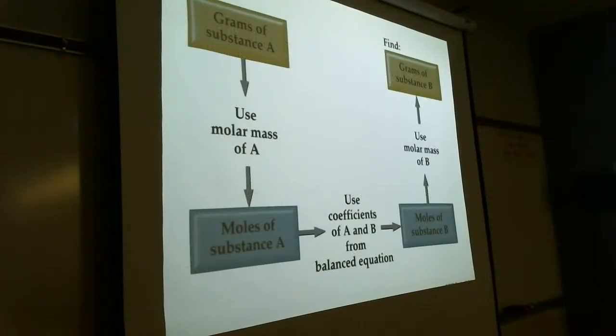Okay, so here it is in picture form. To convert grams to moles, that's using molar mass. That's not using Avogadro's number. Mole to mole ratio, that's just the coefficients. And then moles back to grams, again, using molar mass. So make sure you know you're not using Avogadro's number here. Your answer will be really, really wrong.